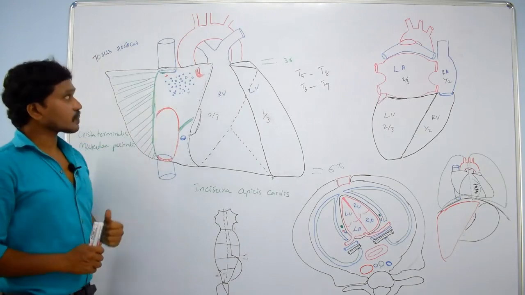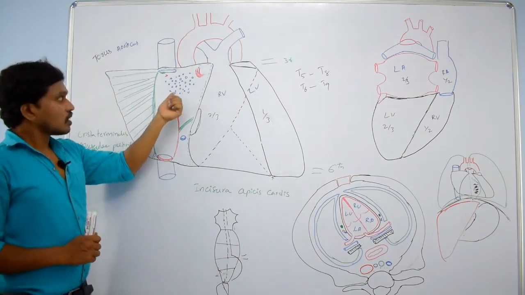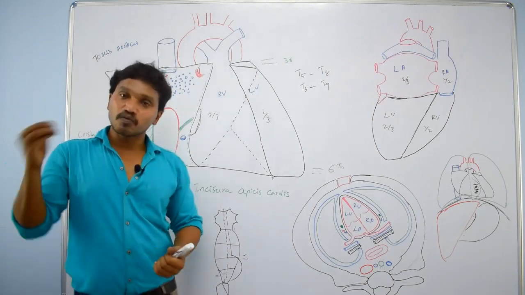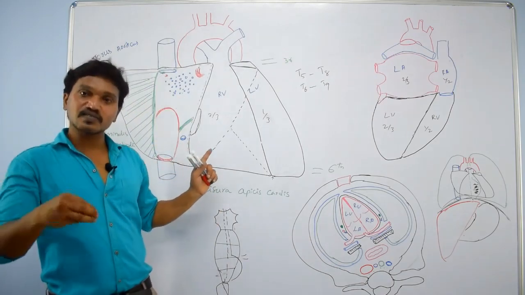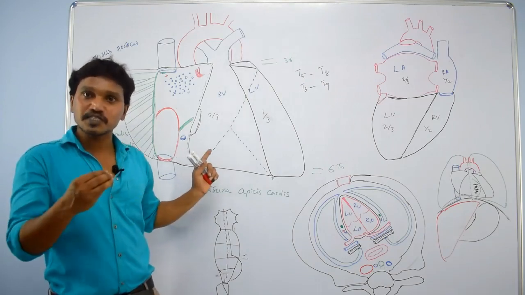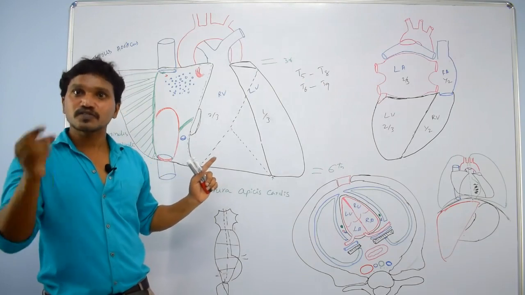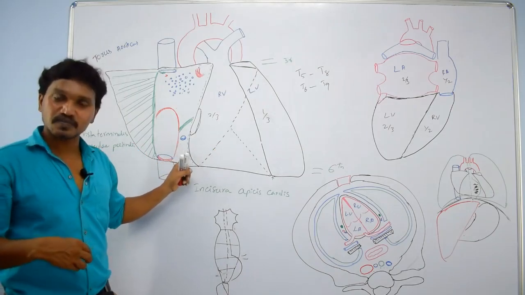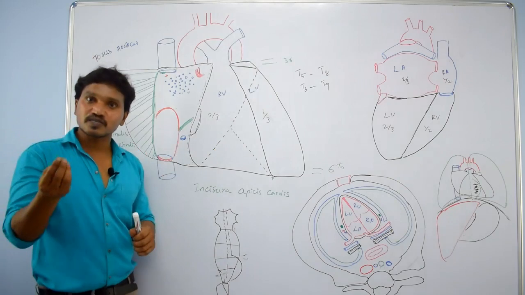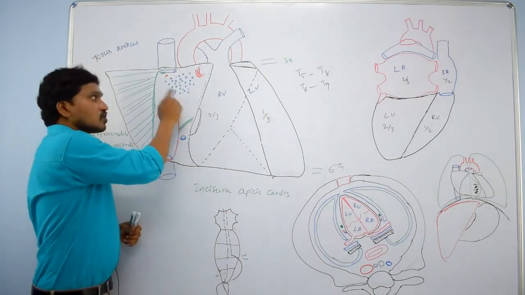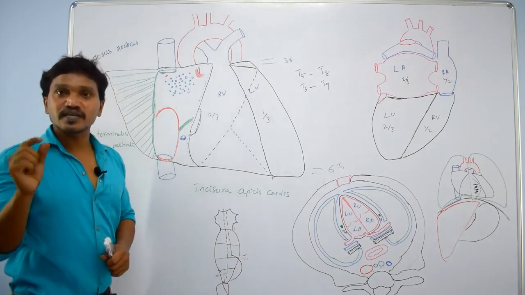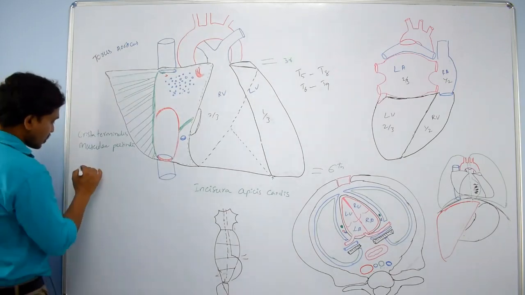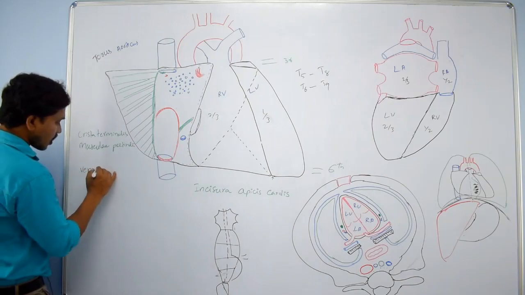Clear? Then after that, small veins are there. They open directly. Actually, most of the veins open into the coronary sinus, and the coronary sinus opens into the right atrium. Most of the veins means the veins of the heart open into the coronary sinus first. The coronary sinus drains into the heart, that means the right atrium. But a few small veins open directly into the atrium. Those are venae cordis minimae. Very simple. Venae means veins, cordis means heart, minimae means small.